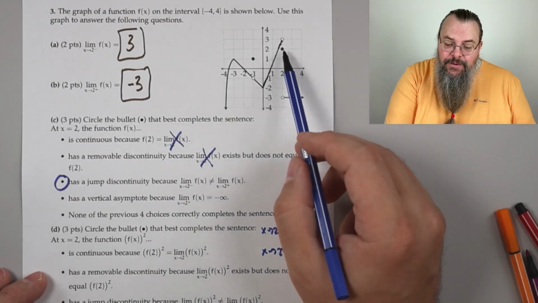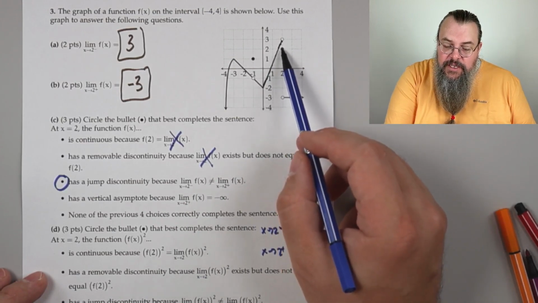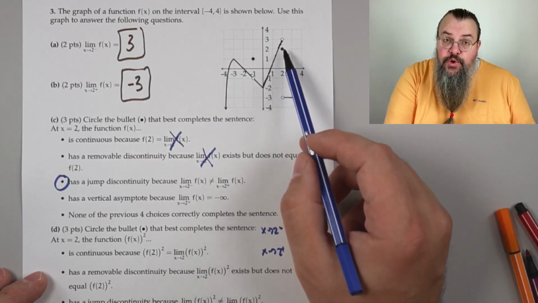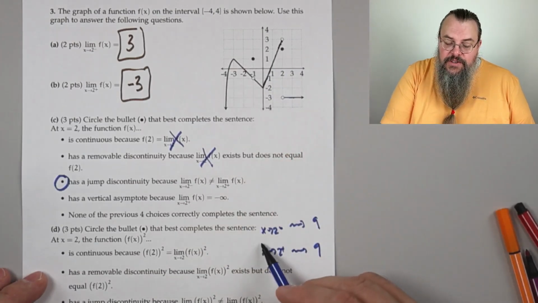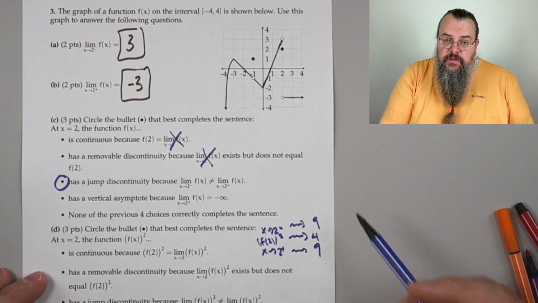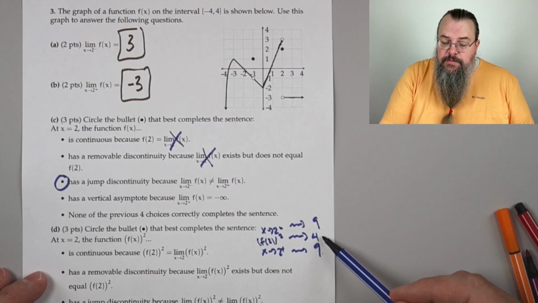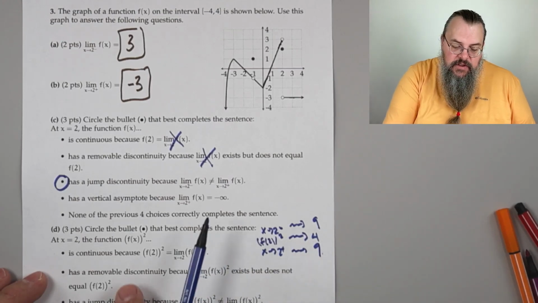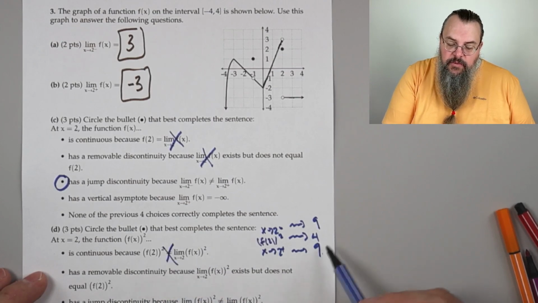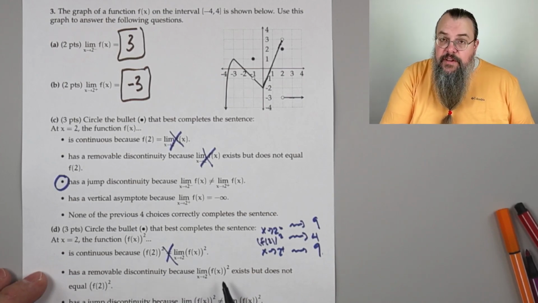But what's the function going to do? See, the function at 2, we haven't talked about that yet. That's this filled circle right here. So the function at 2 is 2. 2 squared is 4. So f of 2 squared is 4. So now notice that the left and right agree, but don't match up with the function. Okay, so now let's take a look. Is continuous because f of 2 squared is the limit? Well, no. 4 does not match with 9. Has a removable discontinuity because the limit of the square exists.